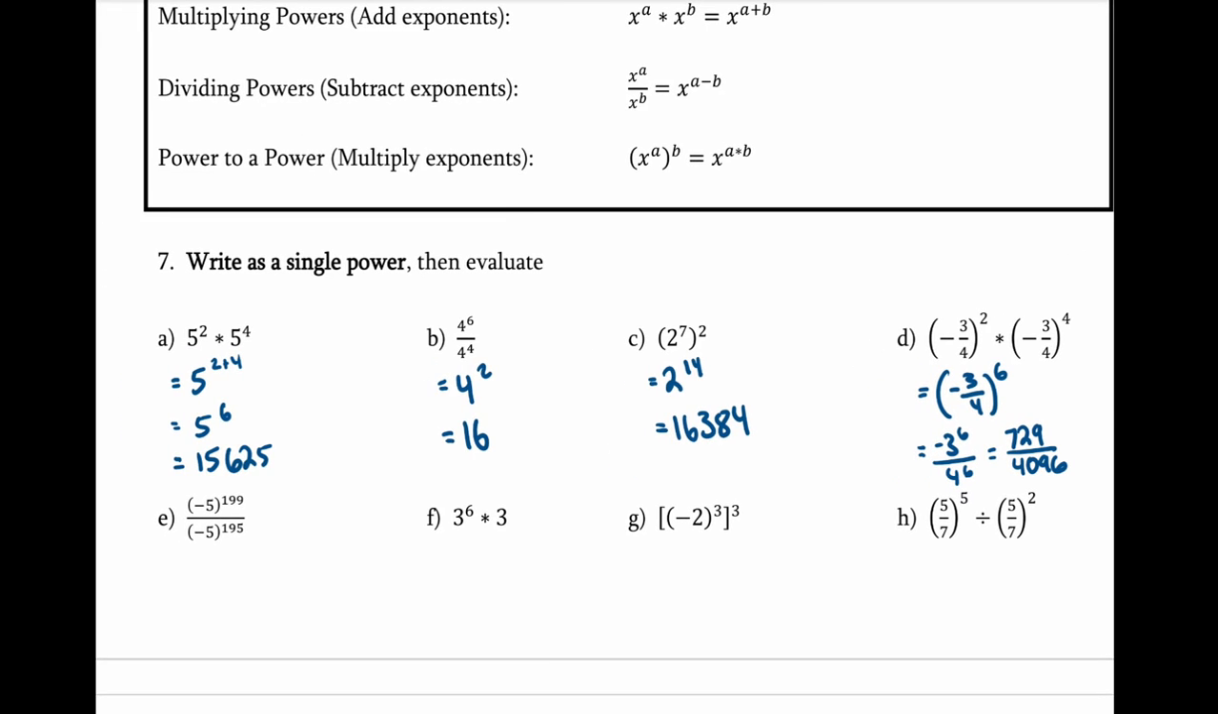E, negative 5 to the power of 199 divided by negative 5 to the power of 195. So it looks very difficult because we have really big exponents, but we can simplify it to a simple power. We're going to subtract our exponents because we're dividing, keep the same base. When we subtract, we end up with 4. Then to evaluate that as a single power, again, just entering it onto a calculator, make sure you're including the negative in the bracket, and you should get 625.